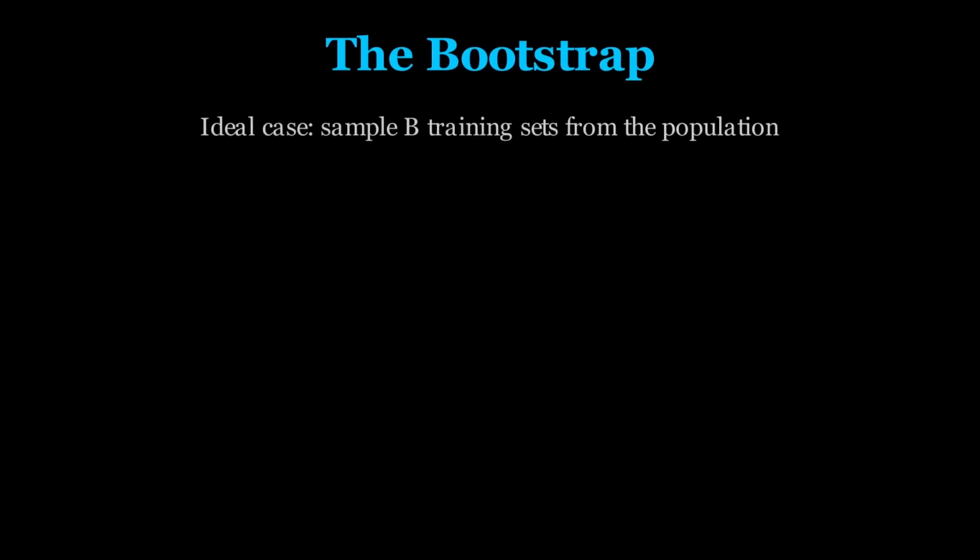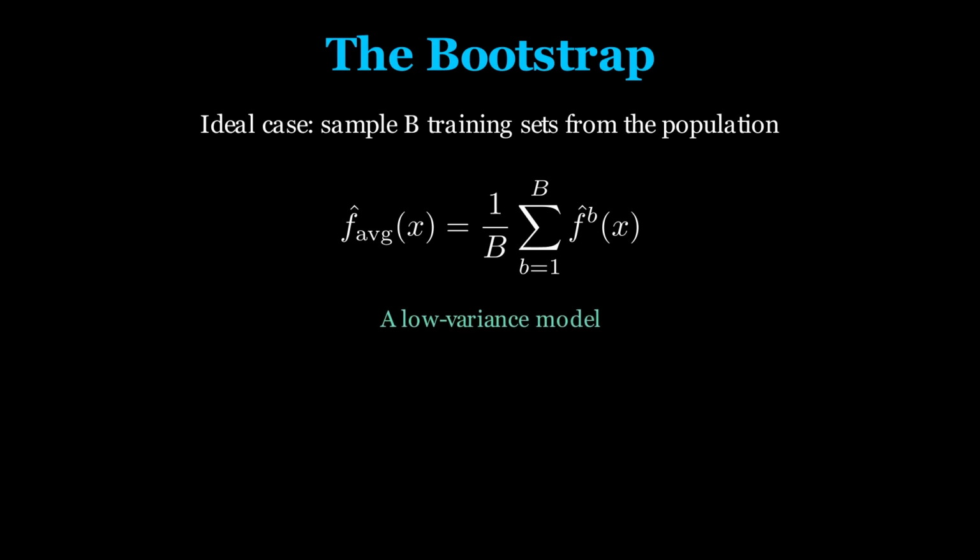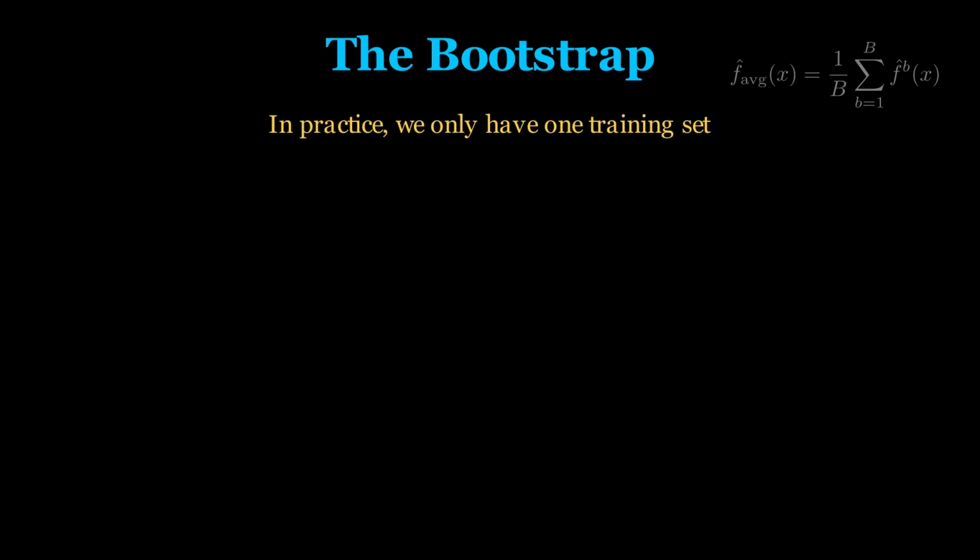The Bootstrap method builds on the idea that averaging reduces variance. First, consider the case where we sample B separate training datasets from the population. We fit a model to each one and average the resulting predictions, f hat 1 of x through f hat B of x. This average yields a low variance model. In practice, however, we usually do not have multiple training sets. Instead, we bootstrap by repeatedly sampling with replacement from a single training set.